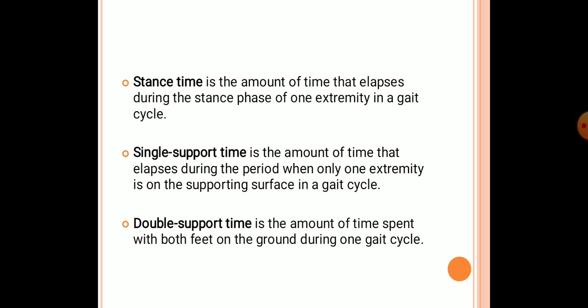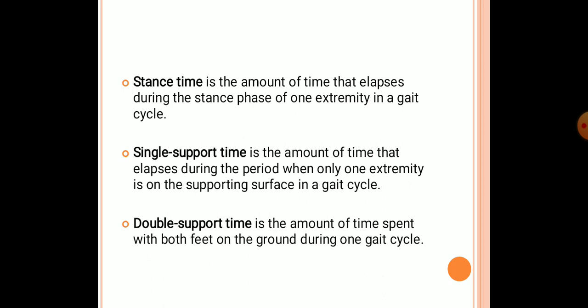Second one is single support time. It's the amount of time that elapses during the period when only one extremity is on the supporting surface during the gait cycle. As we have seen earlier, when we are walking, alternatively our foot is in touch with the ground and in the air, or in swing phase. How much time one extremity is in contact with the ground is known as single support time. So only one single foot will be in contact with the ground.